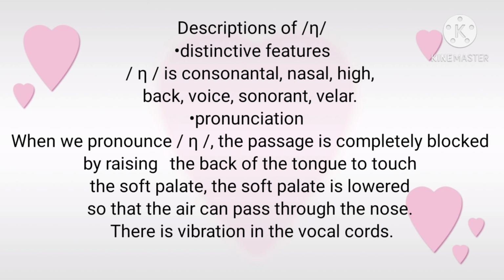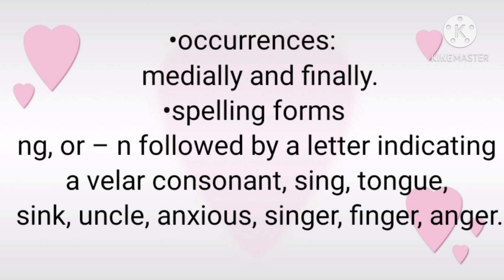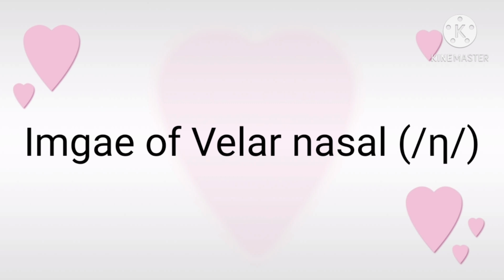Pronunciation: when we pronounce NG, the passage is completely blocked by raising the back of the tongue to touch the soft palate. The soft palate is lowered so that the air can pass through the nose. There is vibration in the vocal cords. Occurrence: medially and finally. Spelling from NG, or N followed by a letter indicating a velar consonant: sing, tang, uncle, exhaust, singer, finger, and anger. Velar nasal NG.